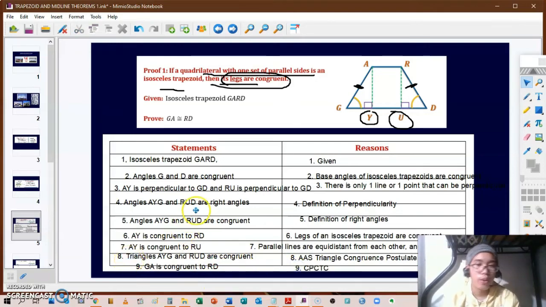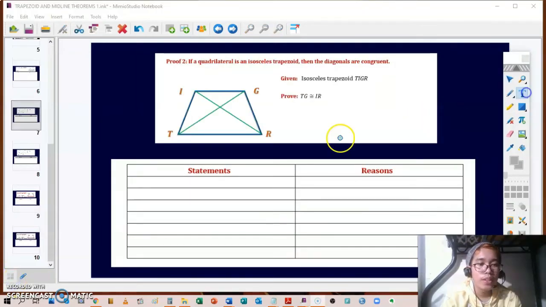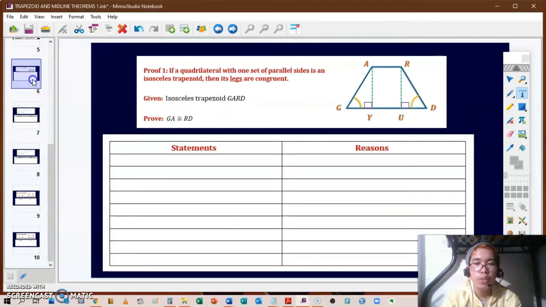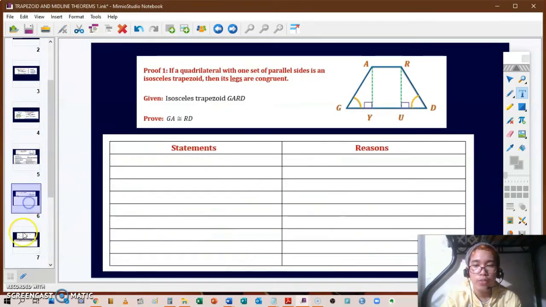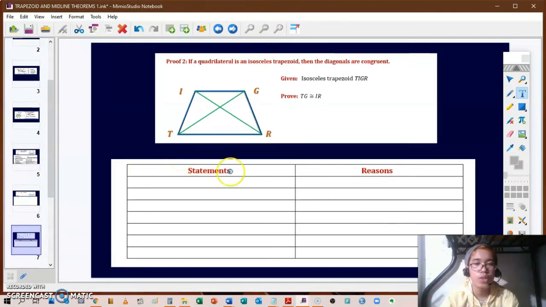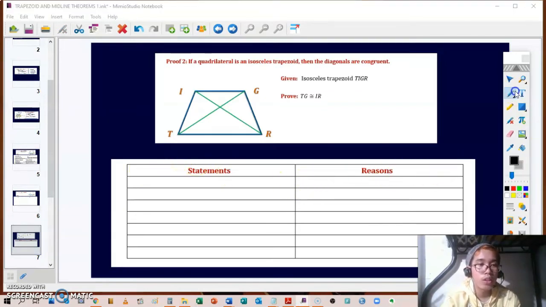Okay, so there you go. And this finishes our proof. Okay, so let's try the second proof. So we want to prove that if a quadrilateral is an isosceles trapezoid, then the diagonals are congruent. So for the previous proof, we proved that the legs are congruent. For this one, for the isosceles trapezoid, we want to prove that their diagonals are congruent.